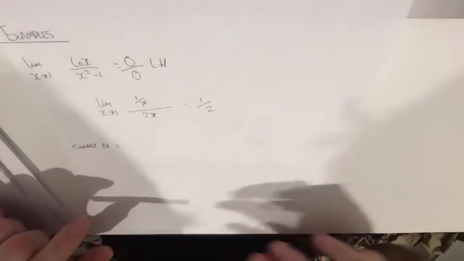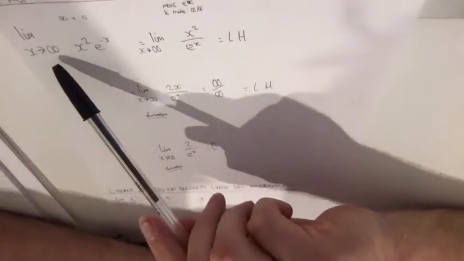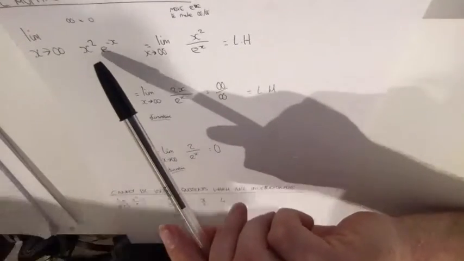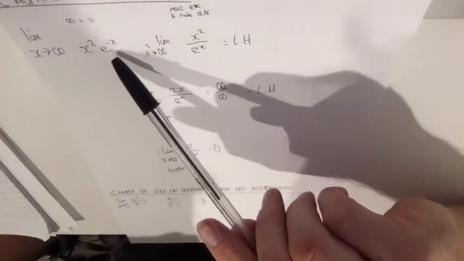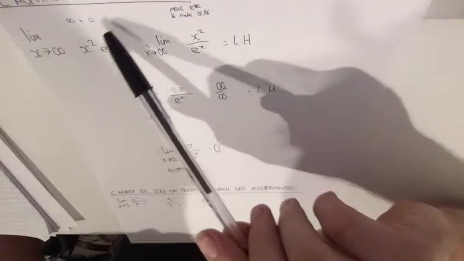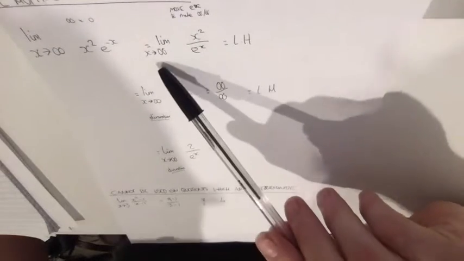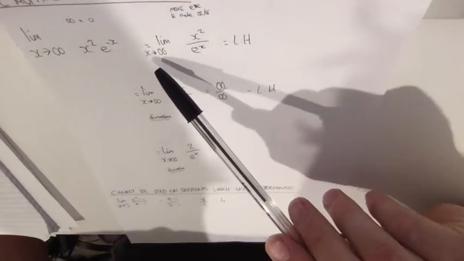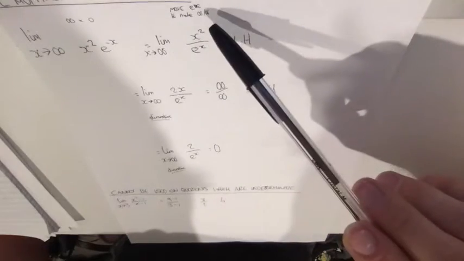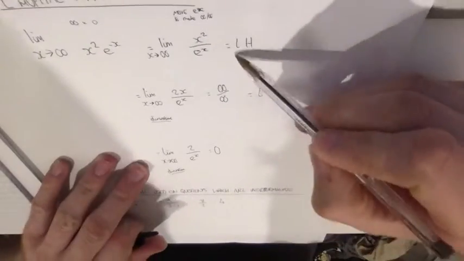I also wanted to show an example where L'Hopital's rule can be applied twice. For instance here, where x is approaching infinity, the limit of x squared times e to the minus x. Because you've got infinity times 0, as x is approaching infinity, we're going to get infinity over infinity. So that proves we can use L'Hopital's rule.